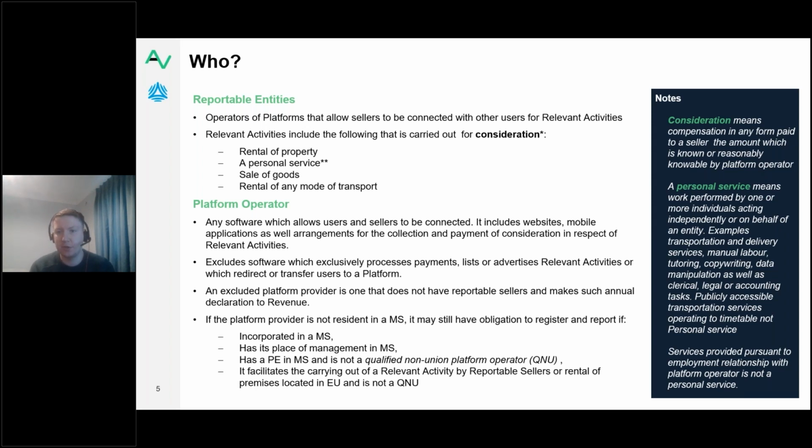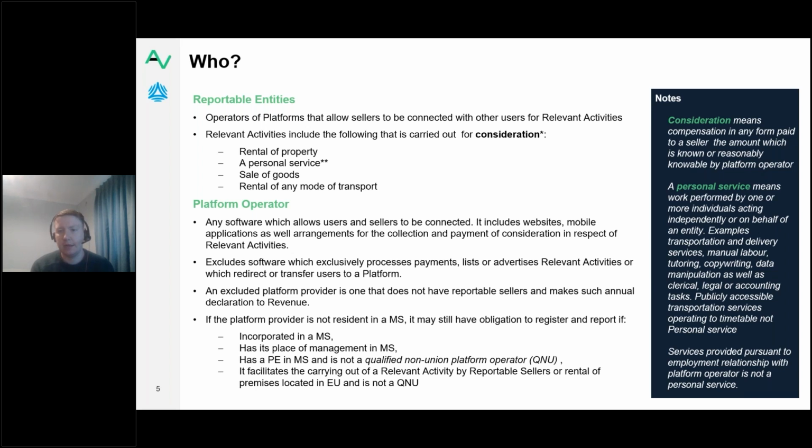Then on the right, we go into our points that probably need a bit more consideration. We'll start with consideration, which means any compensation which is paid to a seller, which can be reasonably known or is quantifiable by a platform operator. So if a platform operator simply is used to list the details of a seller, but then a prospective customer takes those details off a website and then outside of the platform engages with the seller and they agree a sale, then a platform operator could not reasonably know that has transpired, so they would not get caught under DAC7.